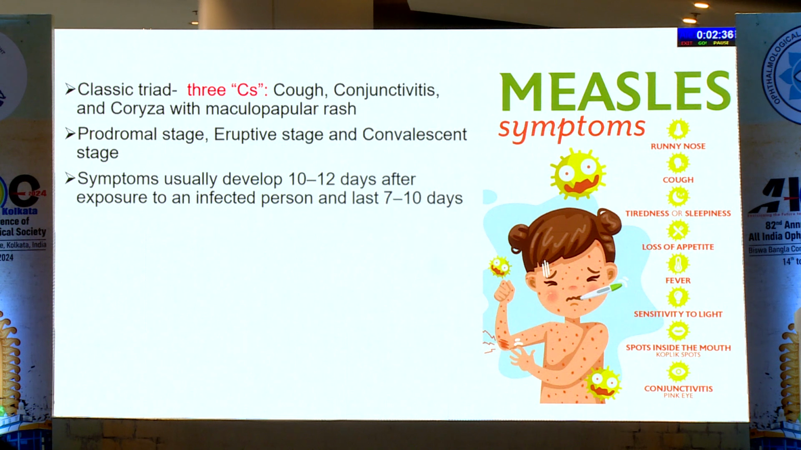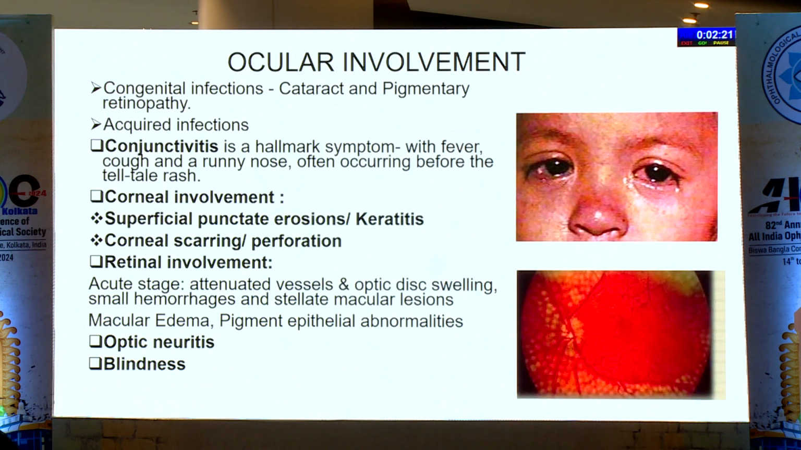The classical triad is cough, conjunctivitis and coryza with a maculopapular rash, in 3 stages. Symptoms usually develop 10 to 12 days after exposure to an infected person and last about 7 to 10 days. The diagrammatic representation shows the various manifestations and the initial presentation.